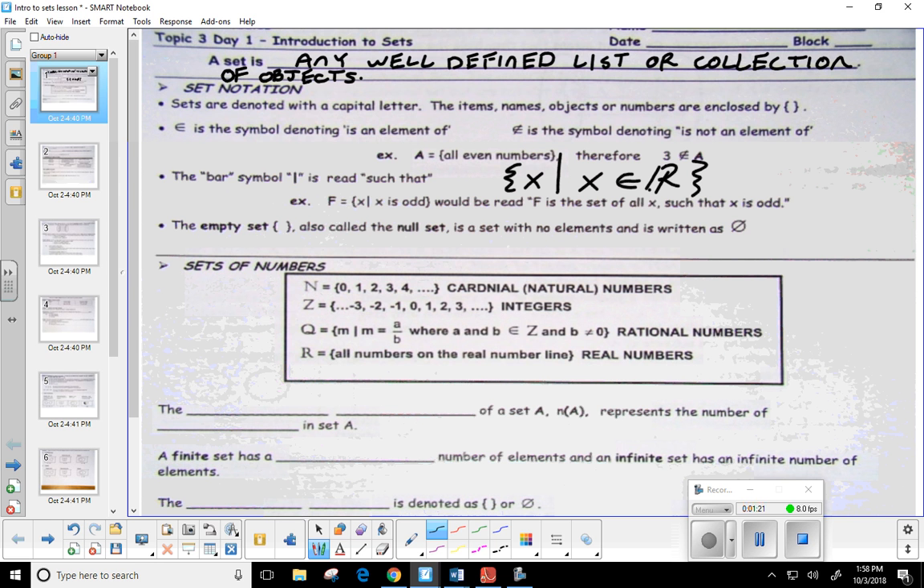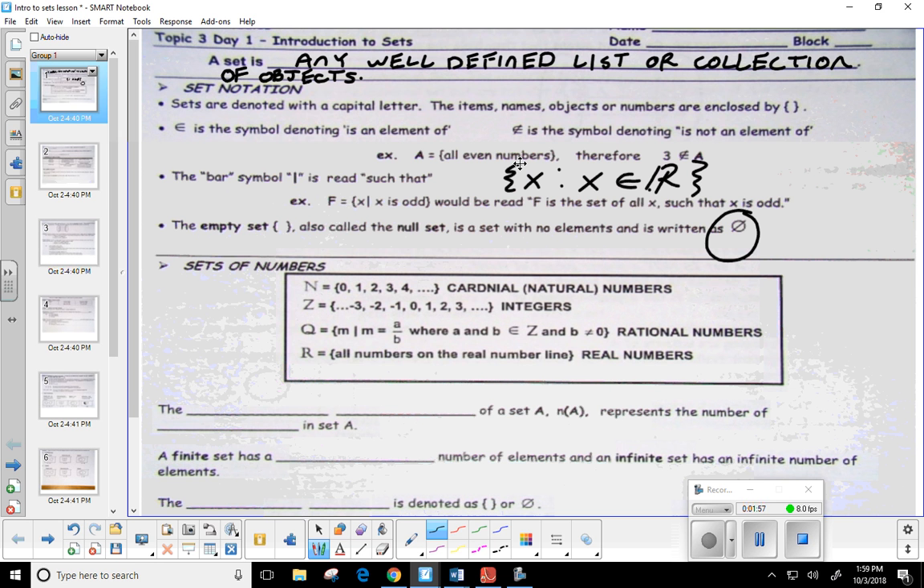Now, in place of that vertical segment, does anybody know what we could use instead that means the exact same thing? A colon, there you go. So in place of the vertical bar, you could put a colon and it means the exact same thing. And then another example here, set F is all values of x such that x is odd. Now there is such a thing, what we call the empty or the null set, where you can just write the brackets with nothing in between them, or you could write 0 with a slash through it. And typically that's what most people prefer to do.